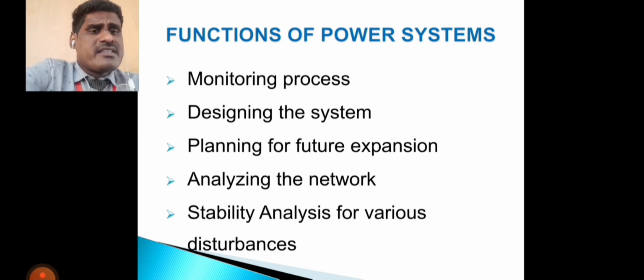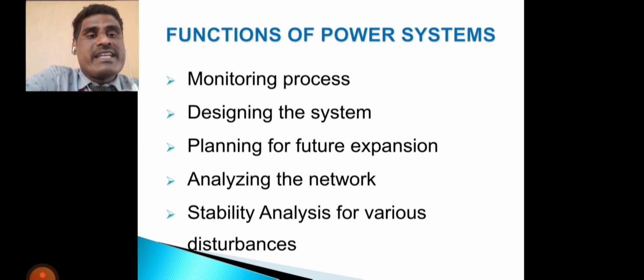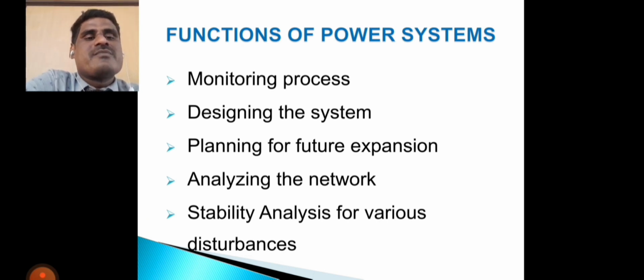And the next one is stability analysis for various disturbances. What is the reason for going for stability analysis? To see whether the system is working in the right manner or wrong, or whether the particular system is providing the right voltages or any misleading or lagging voltage. All this information is obtained based on the stability analysis only. In the stability analysis, various disturbances are considered, namely small disturbances as well as large disturbances.